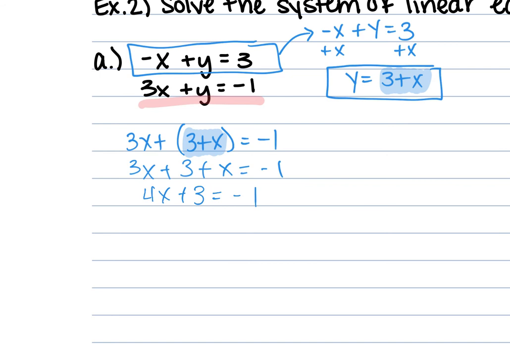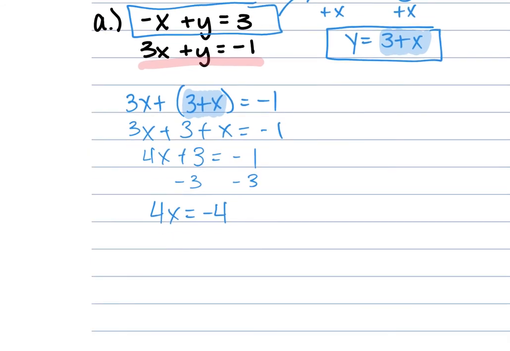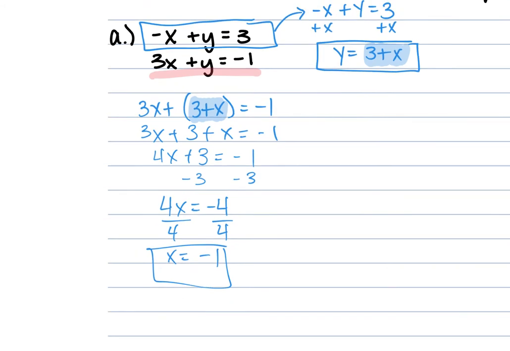Camilla? Subtract 3 from both sides. Love it. Subtract 3 from both sides. We're going to get 4x equals negative 4. Last step, peeps. Divide by 4. x equals negative 1. We done?